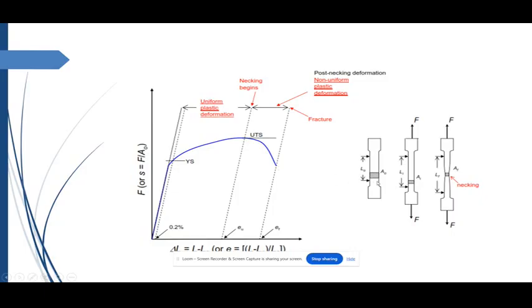This is a typical tensile sample. L0 is the initial length, and the initial area of cross section is A0. After deformation, Li increases and Ai decreases. Once necking starts, Li increases drastically and Ai also decreases drastically. So this is the narrow region. Necking takes place in this narrow region.